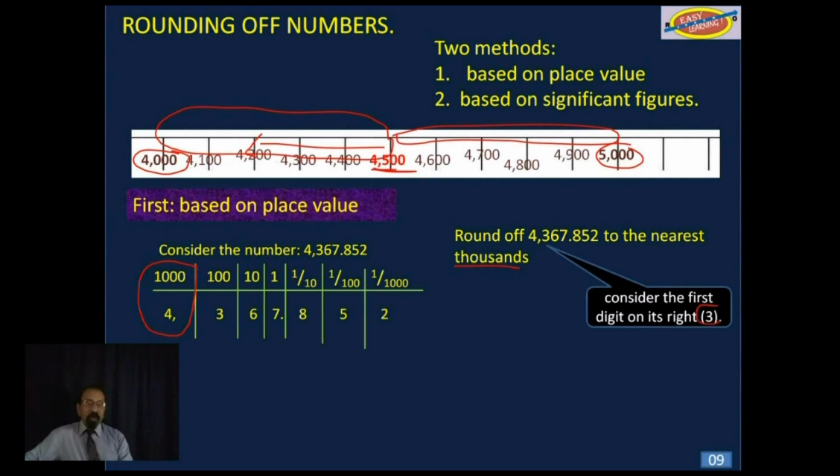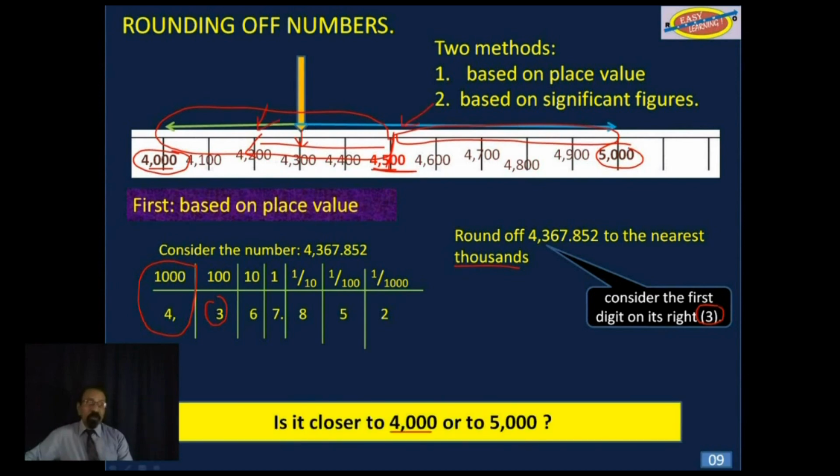So the first digit on the right of where we are rounding off is this 3. Let's place this 3 here, which is here. So as you could see, we haven't reached halfway yet between 4,000 and 5,000. Therefore, we are closer to 4,000 than 5,000. That green line is much shorter than this blue line. So closer to 4,000 or 5,000, the answer is 4,000. So if we were to round off this number to the nearest thousands, this will be our answer.